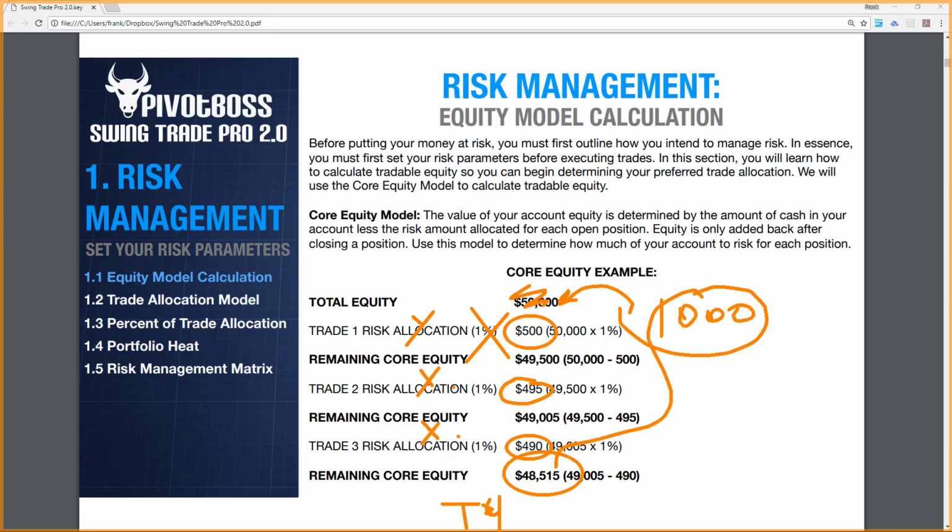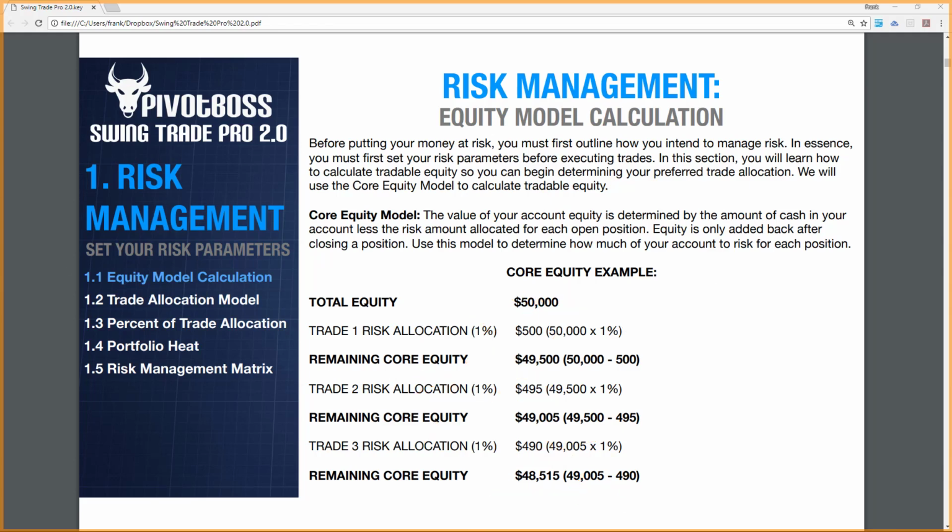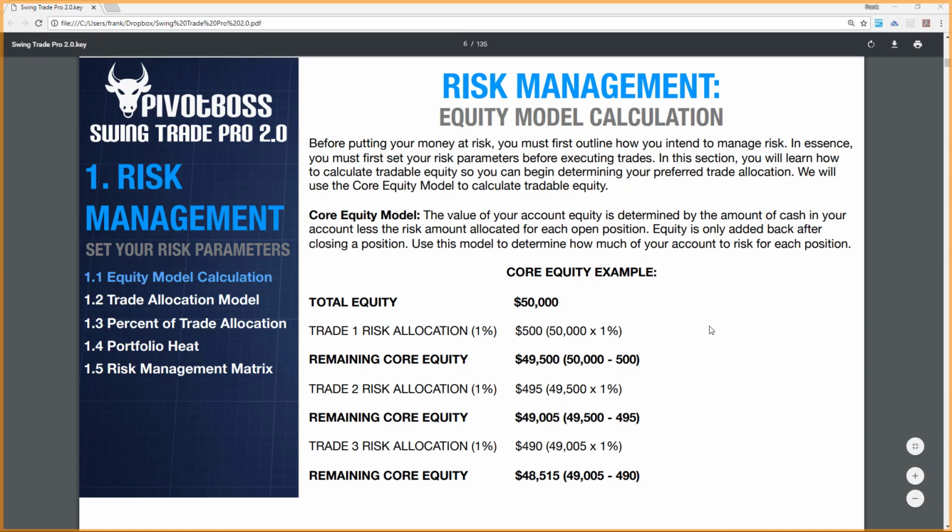So basically, core equity is all the cash in your account minus any amount of risk capital for each open position. That's very important, and we will be using that in order to identify what our next trade allocation will be for the next trade.